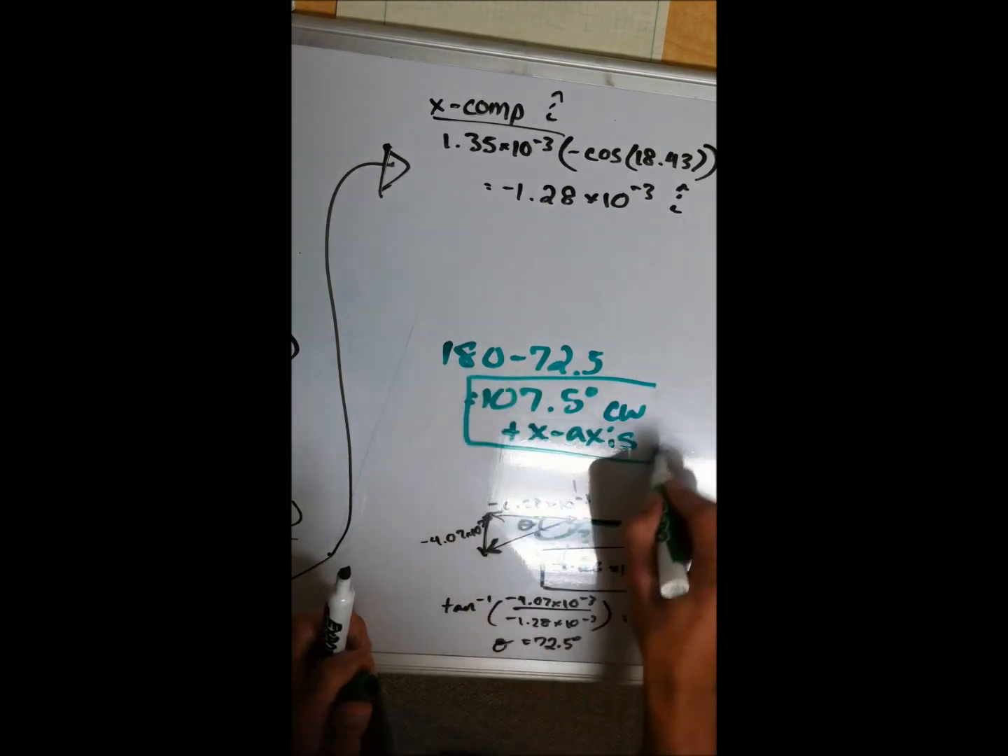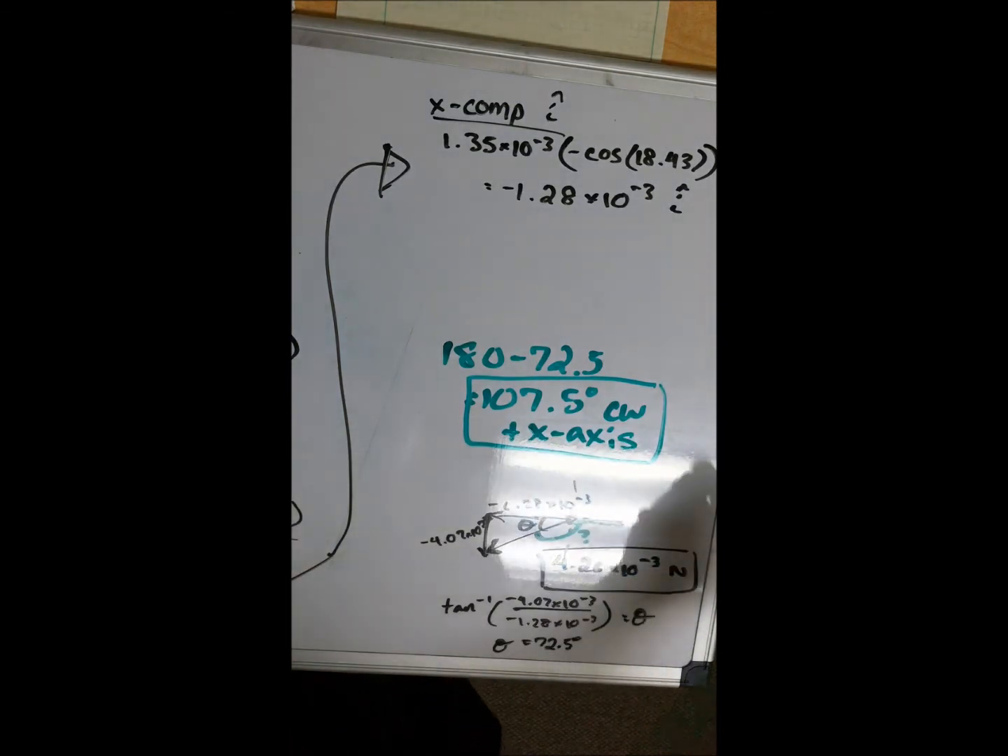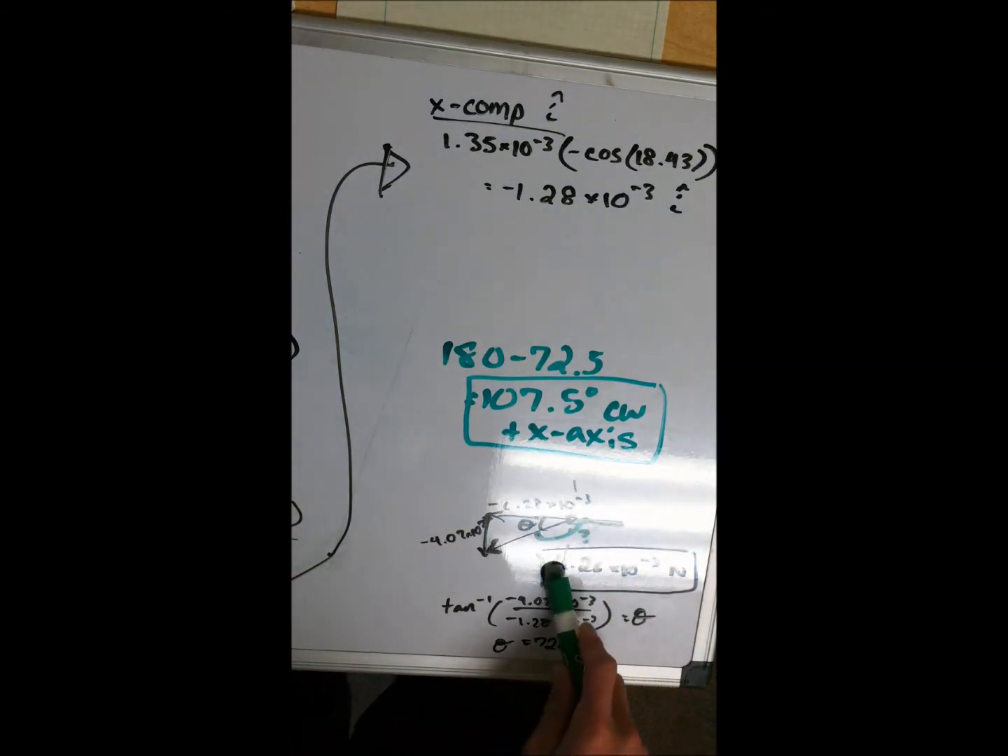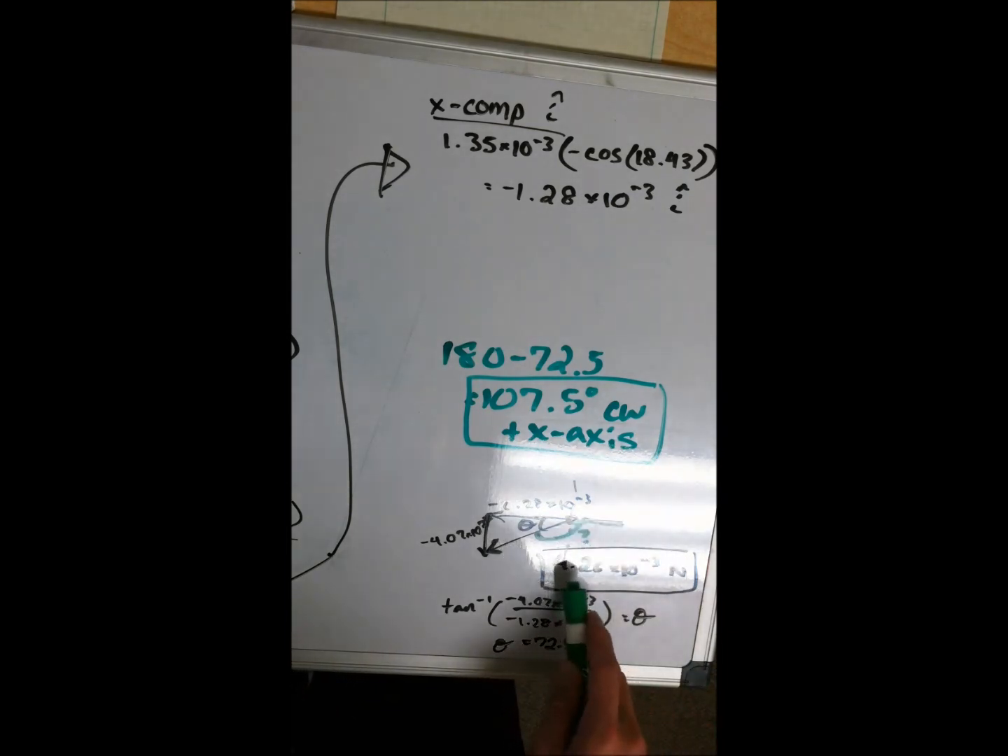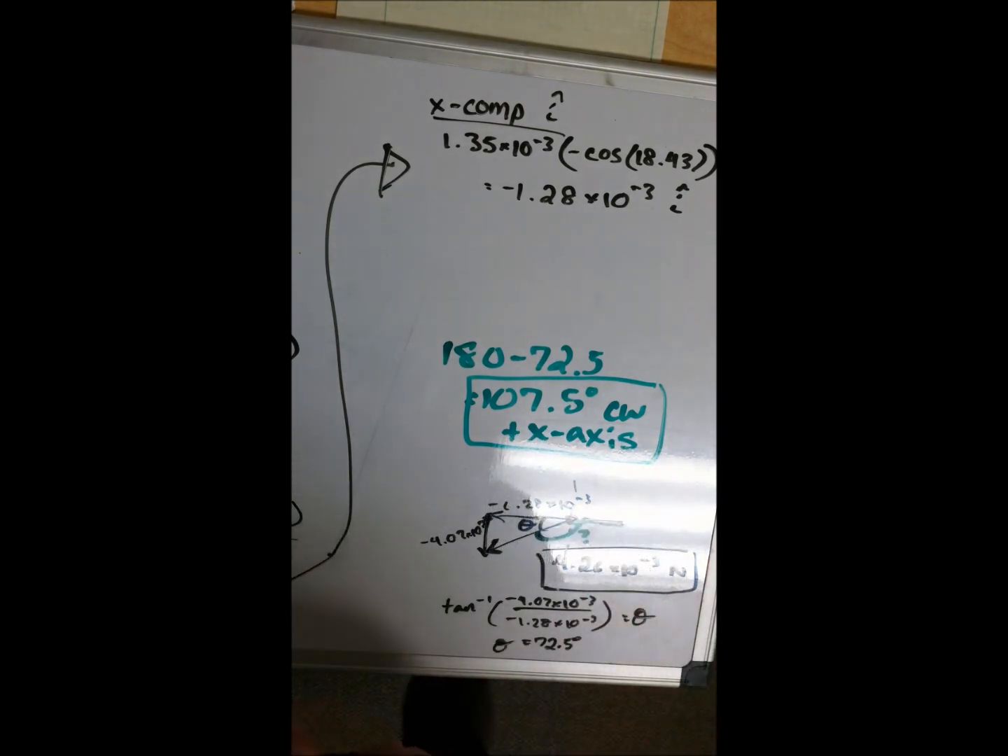So with that, we have the 107.5 degree clockwise angle, and we have the final magnitude of the force that the number 1, the negative 10 nanocoulomb charge, is feeling, which is 4.26 times 10 to the negative 3 newtons.